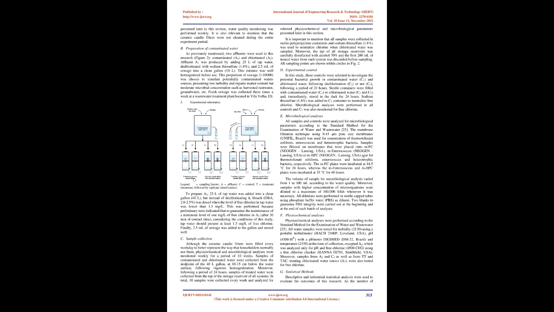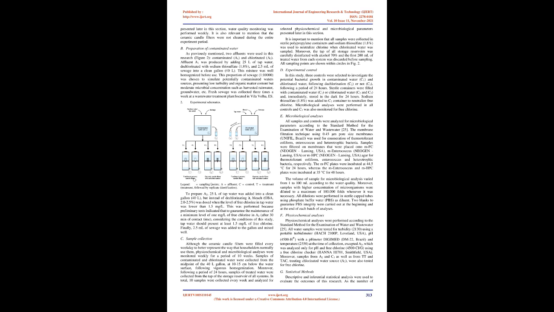Figure 2. Experimental schematics. Legend: circles equal sampling points, A equals affluent, C equals control, T equals treatment, followed by replicate identification.